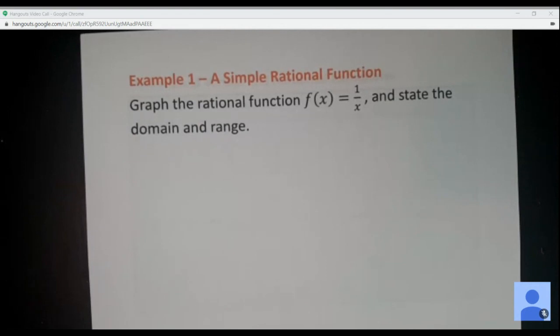All right, so we're going to start out with the most basic of our rational functions: f of x equals 1 over x. We're going to look at the graph of that, and then we're going to talk about the domain and range. So go ahead and get the function first. And I'll actually go into Desmos, and we'll look at the graph together, and then we'll talk about domain and range there.